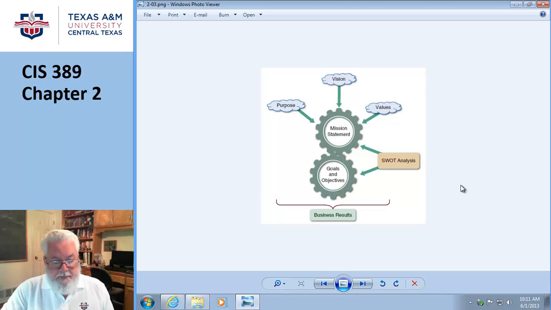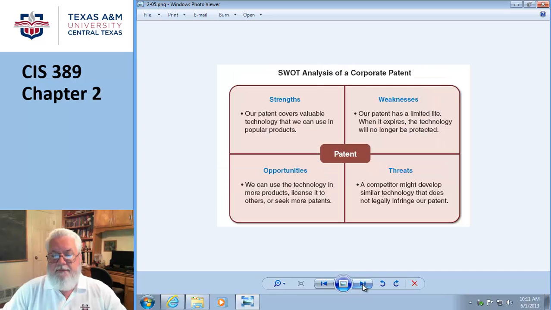So, the SWOT analysis, the strengths, weaknesses, opportunities, and threats. There's a pretty good talk on page 51 and 52. There's a diagram on 52 that gives an example. And this is actually a worthwhile endeavor for most folks.